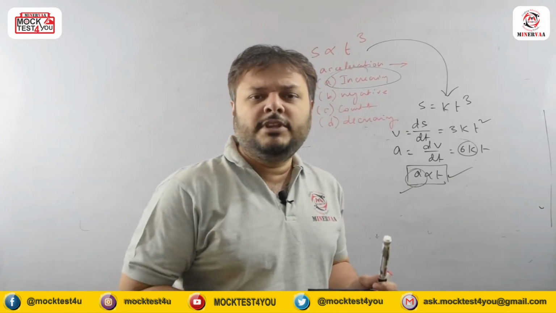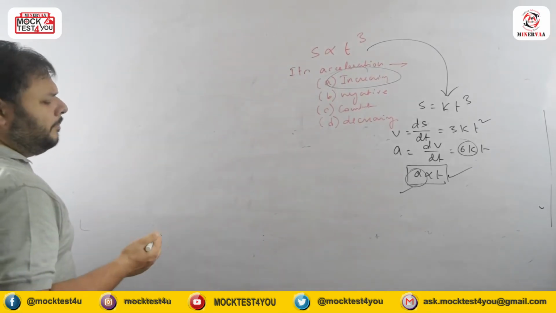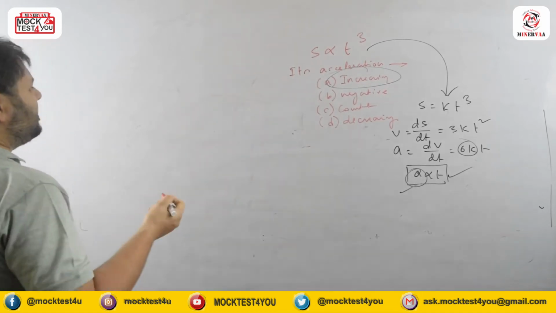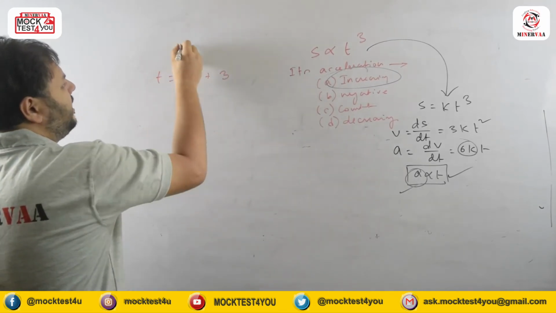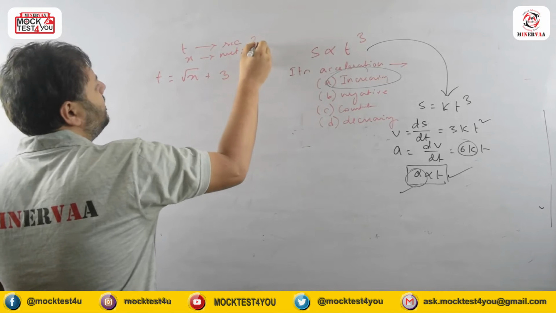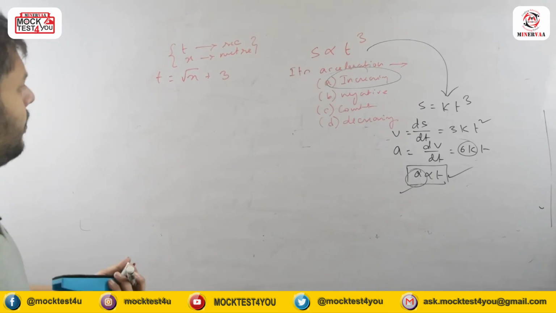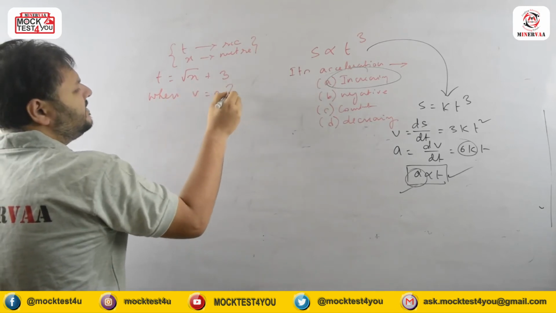Now from this particular concept, we are going towards the next problem. Suppose for a particular moving object, it is given that the displacement-time relation of the particle is t equals root x plus 3, where remember t is given in seconds and x is given in meters. So time is given in seconds and x is given in meters, and t is related to x. How? t equals root x plus 3. Now it has been asked: at what time, first of all, is the velocity 0?